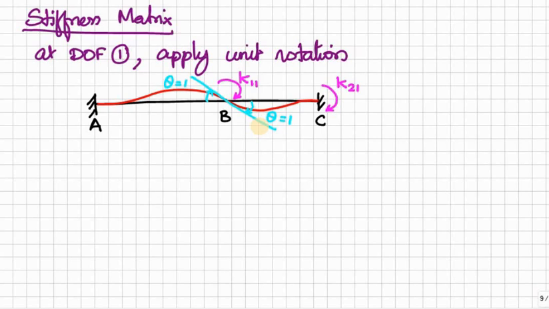That's why we have 1, 1. Similarly, for C, the force developed is equal to K21, which is nothing but the force at degree of freedom 2 or system coordinate 2 due to the unit rotation applied at degree of freedom 1, that means system coordinate 1. That's what it is, K21.